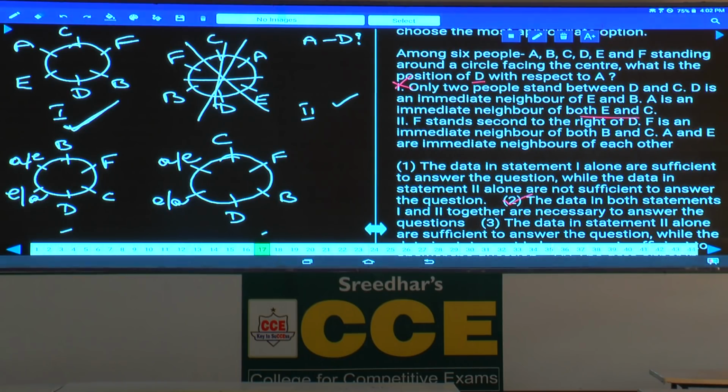Done with this? Now, question number 17, it is choice 2. By taking both the statements, we can determine that D is seated second to the right of A. Only one answer. Then the 18th one.